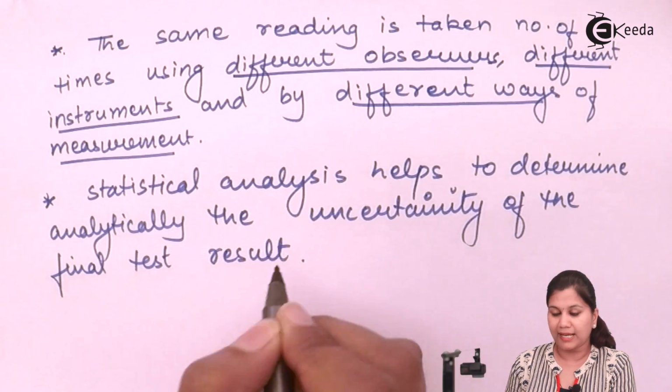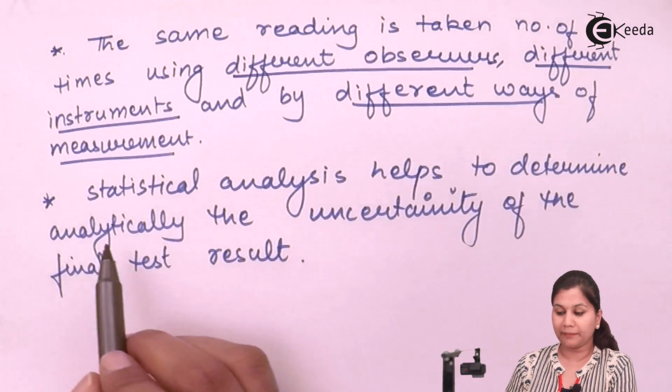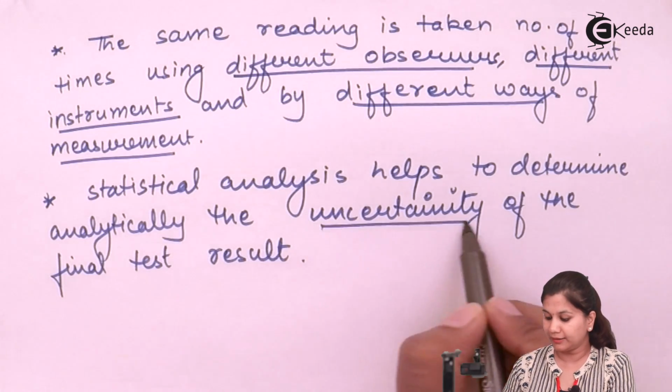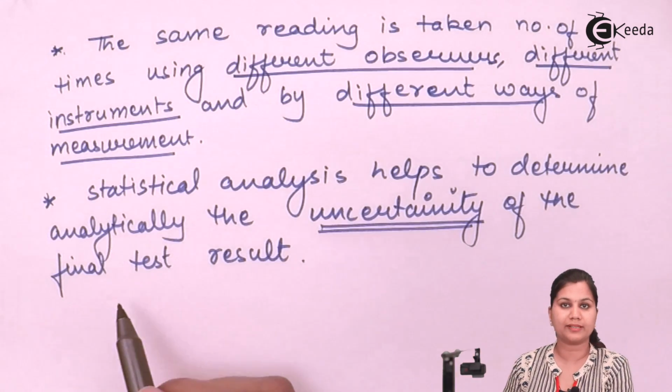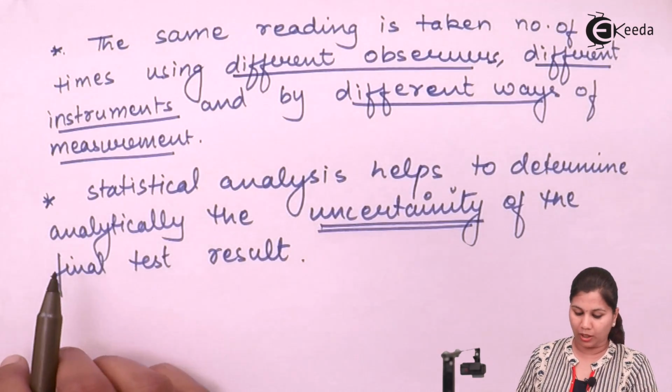So that is why statistical analysis is very important. It helps us to determine analytically the uncertainty present in the result of our measurement. Now, how do we do the statistical analysis or the mathematical analysis over the measurements? There are different terms which are calculated.